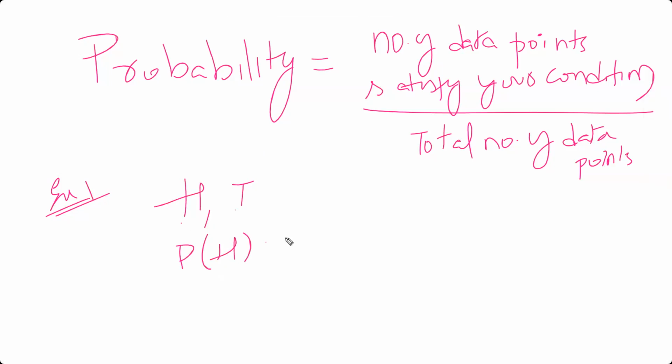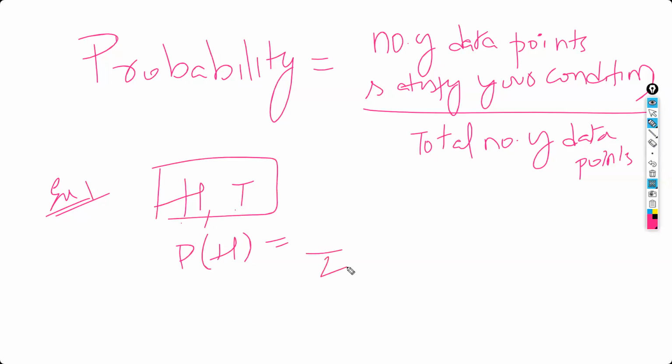How many records, how many data points are there? There are 2. Out of 2, how many will satisfy your condition? 1. It is 1 by 2. What is the probability of tail? It is 1 by 2. Now, what is the probability of Z? Is Z there in the data set? No, so 0 by 2. If it is there, count how many are there and divide by the total number of data points. If not there, simply write 0 by 2.